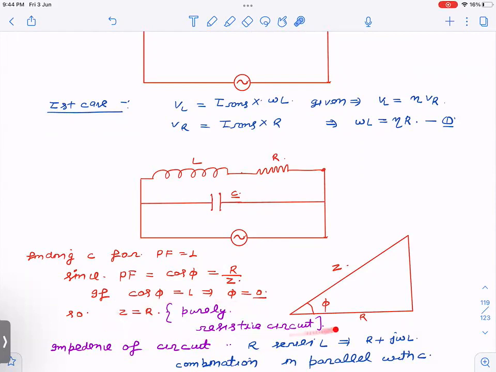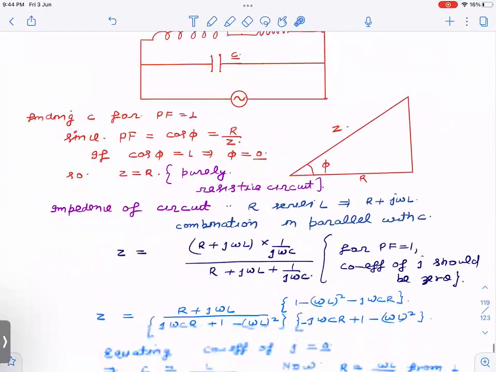So that is the condition we will apply. How do we find the impedance of the circuit? I will use the complex number method to find the impedance of this circuit. In complex numbers, the impedance of L, the reactance of the inductor, is j omega L. This is R only, and this is 1 upon j omega C. So this combination is in series, right? After that, with this combination, the capacitor is in parallel. So that is what I'm going to do here.